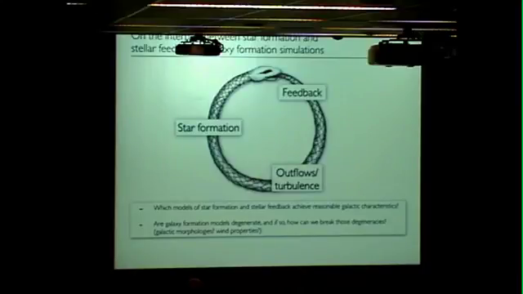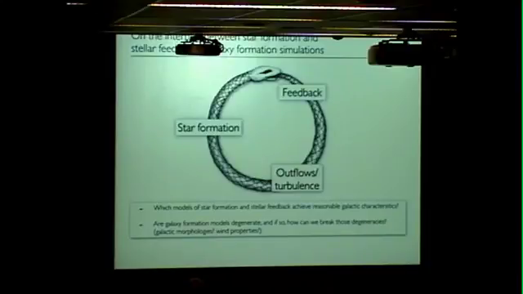And the big question for modelers is: which models of star formation and feedback achieve reasonable galactic characteristics, and are galaxy formation models degenerate? If so, how can we break those degeneracies? Do we need just more data, or what can we do?